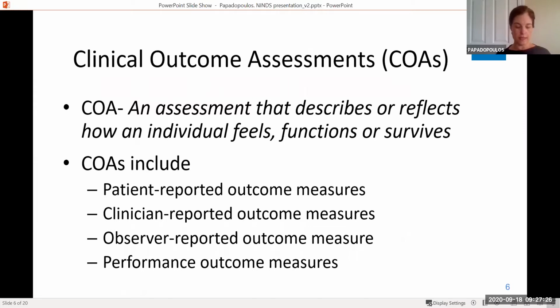So how do we assess clinical benefit? What are some of the tools that we have in our toolkit? Well, Dr. Leptak in his presentation discussed validated surrogate endpoints, but for the purpose of my presentation, I'll focus on COAs. COAs are measures that can be reported by patients themselves, clinicians, or observers. They can also include other measures such as performance outcome measures. How do we now determine which type of COA is best for our clinical trial or context of use?